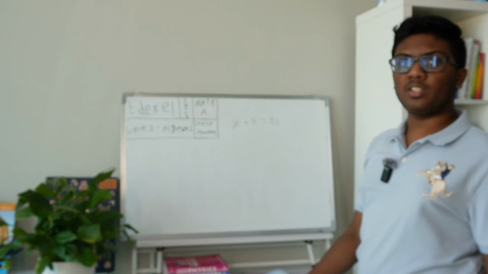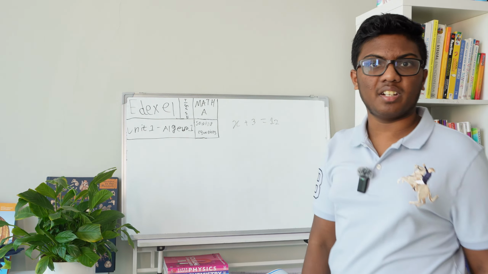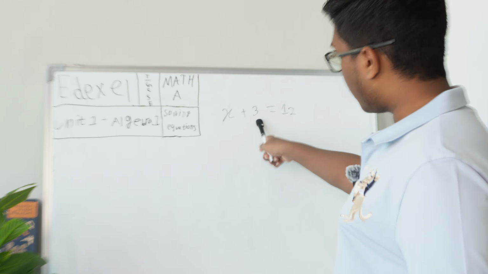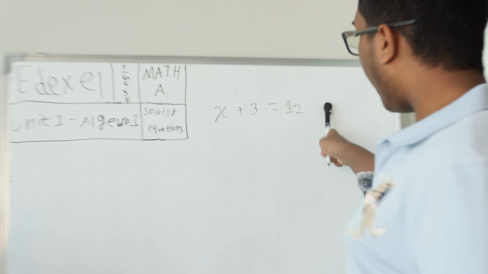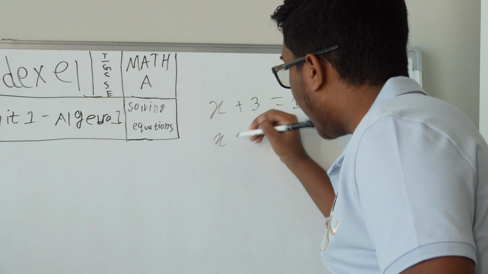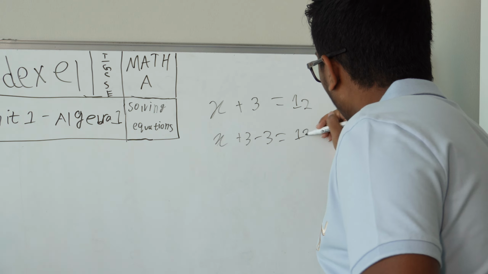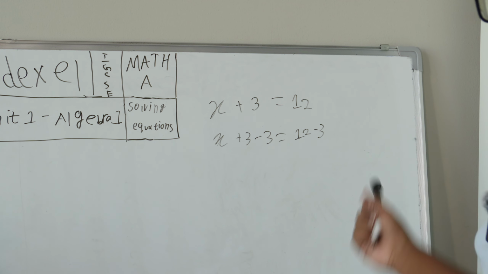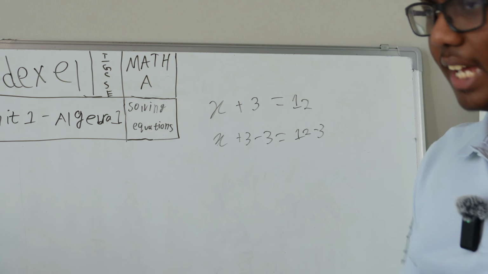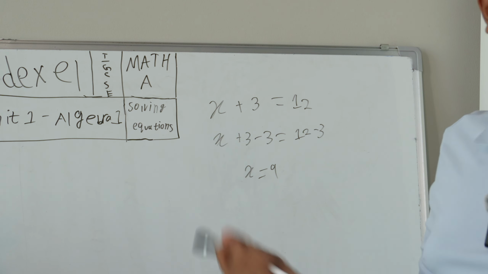Now, what are we gonna do? Now here's the thing. In algebra, an important thing to know is that whatever you do to one side of the equation must be done to the other side. So if I subtract 3 here, I also have to subtract 3 here. And in this case, that is exactly the answer. We can take x plus 3 minus 3 is equal to 12 minus 3. And 12 minus 3 is 9. Plus 3 minus 3 cancel out. And so our answer is x is equal to 9. Simple, isn't it?